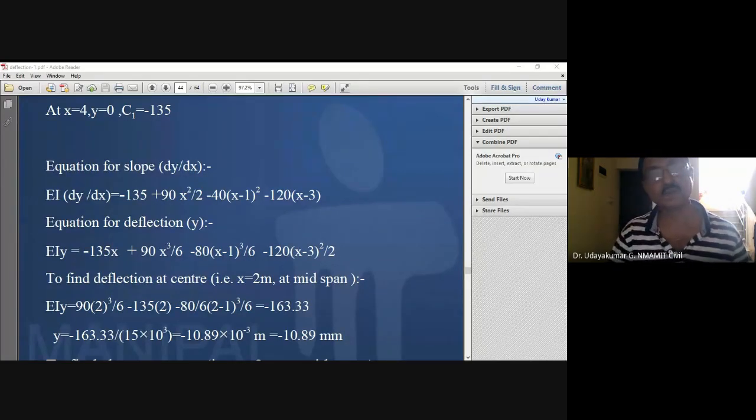So for standard loading conditions, note down the equations. Other loading patterns, like the moment or the couple acting, please go through that also. Suppose the beam is subjected to a couple, sometimes it may be necessary. Okay, that's all.